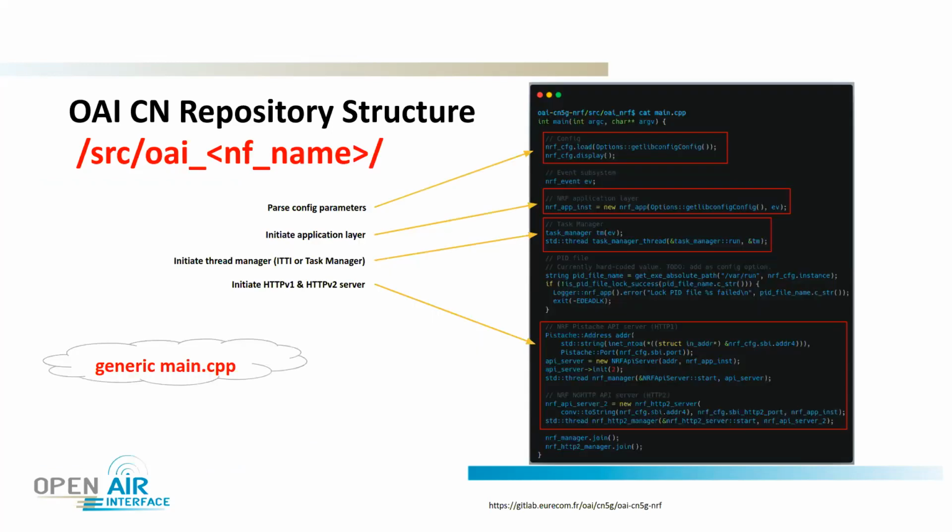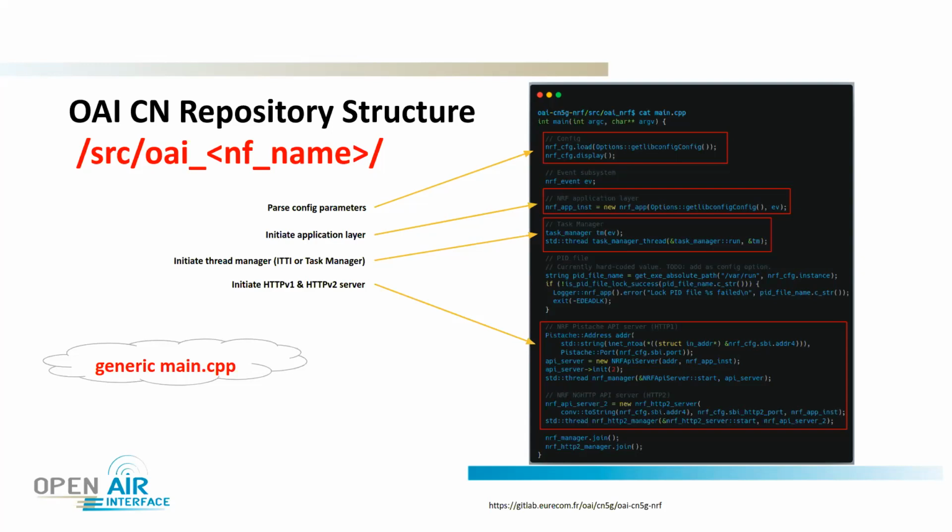And again, if you see OAI underscore the name of the component, there are two folders. Don't get confused by the names: there is the app folder, and there is an OAI underscore the component name folder. In app we have the procedures. If you see OAI underscore the component name, for example OAI NRF, here you will find one generic file called main.cpp, which invokes all the procedures. So here is the starting point for our network function.